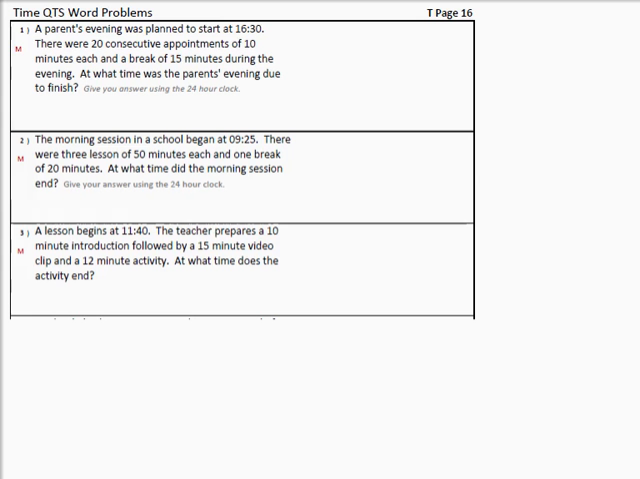We're moving on. And now we're just quickly looking at some questions, which are word problems. Now this can be a bit tricky. It is the typical type of question they ask you in the QTS mental math test, okay? A parents' evening was planned to start at 16:30. There were 20 consecutive appointments of 10 minutes each and a break of 15 minutes during the evening. At what time was the parents' evening due to finish?